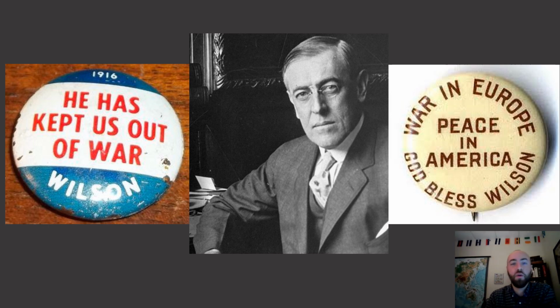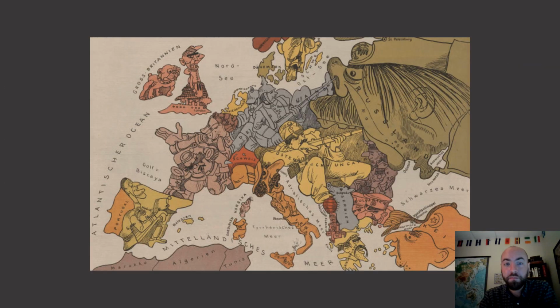And then Woodrow Wilson runs for re-election for a second term in 1916 based on the fact that he kept us out of war in the first 2 years of the war. And these are some of the pins from that election, that there was war in Europe but peace in America, that Wilson kept us out of war. And this is going to allow him to be re-elected. He was popular because he kept us out of World War I. But as we know, we're going to be pulled into the war.